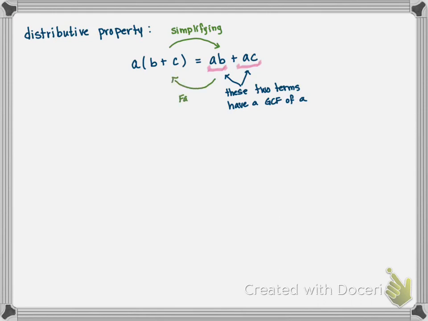So this is factoring out the GCF. It just means to write the polynomial as your GCF times some other polynomial by undistributing it. So doing the distributive property backwards. So let's do a couple.